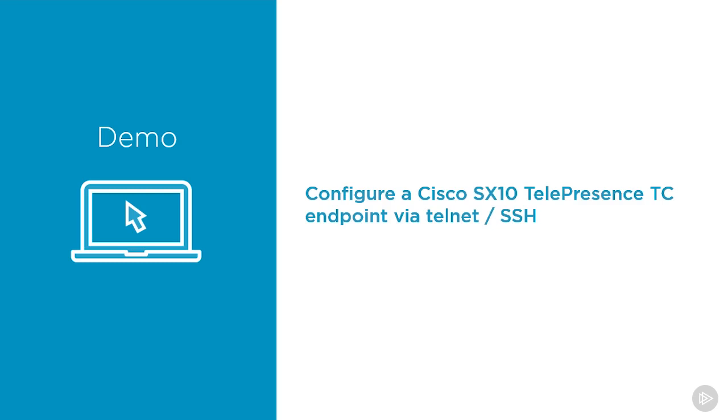We've had a chance to examine and then show you how to configure the SX10 via web page. Now we're going to show you how to configure the Cisco SX10 TelePresence TC endpoint using Telnet or SSH, which is encrypted Telnet. This is a former Tandberg product, and so it has a different operating system than Unified Communication Manager or any of the other Cisco Linux-based operating systems. So if you're used to configuring those, this is a whole new ballgame.